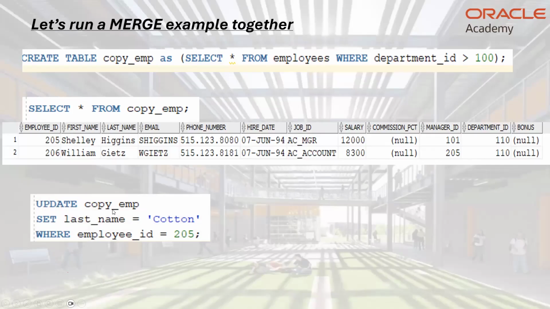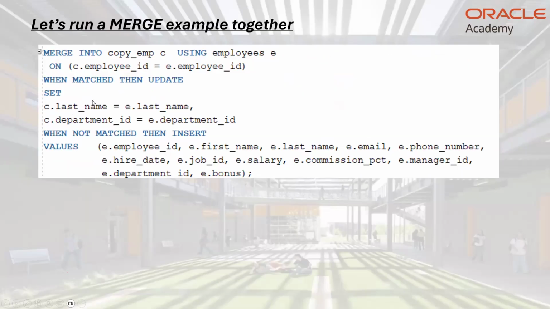Then I'm going to update this table, set last name equal to Cotton, where employee ID is 205. So Shelley Higgins just got married, and now her last name is going to be Cotton. In our copy employees table, it's going to be Shelley Cotton and William Gietz. All right, so now we have these 2 tables.